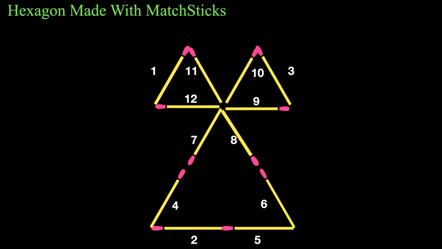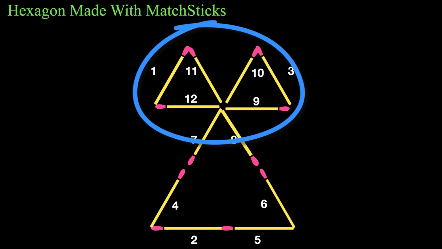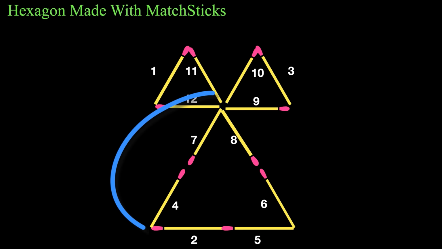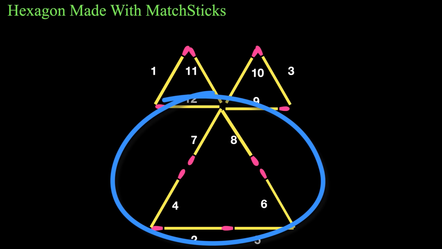Now we can clearly see that there are 3 equilateral triangles. 2 triangles are formed with side equal to a single matchstick, whereas the third triangle is formed with sides of 2 matchsticks.